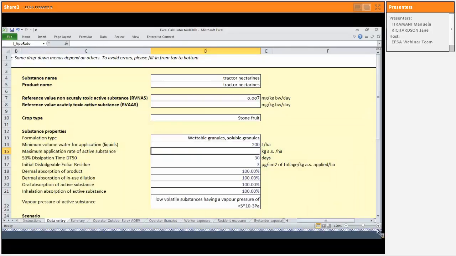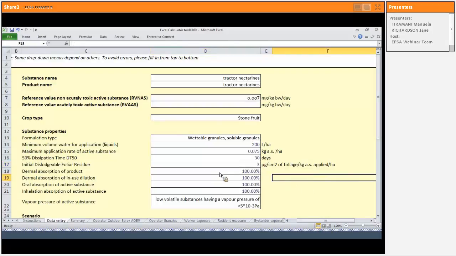And then we're going to have to enter the application rate. And obviously this is really quite a critical value for the whole calculation. So please make sure that you put your value in kilograms of active substance per hectare, because often, in some cases, this is expressed in grams, so you need to convert to kilograms. Then these are default values: the DT50 and the initial dislodgeable foliar residue. However, if you do have experimental data, then you can change those values.